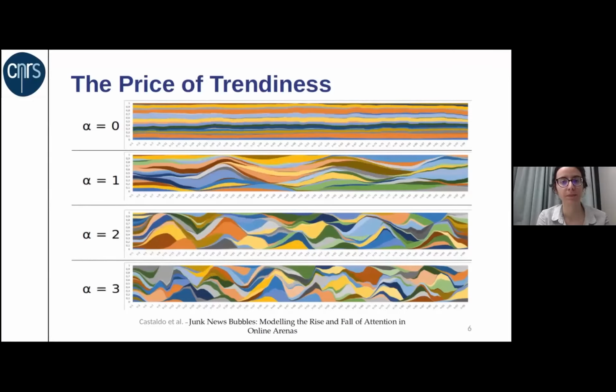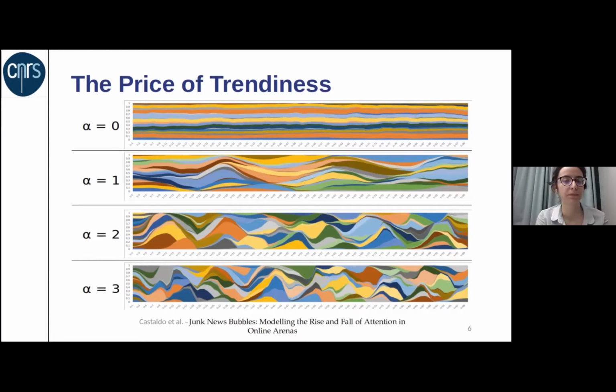What you see in the slides are different arenas where different weight is given to trendiness. In all these arenas, the overall attention is fixed and it's equal to 1, and different attention matters, which are colored in different ways, share this attention along time, which is represented by the horizontal axis. As we can see, when alpha is equal to 0, and therefore when no weight is given to trendiness, attention matters keep the same amount of share they had in the very beginning along the whole time, with a small exception of some noise given by exogenous factors.